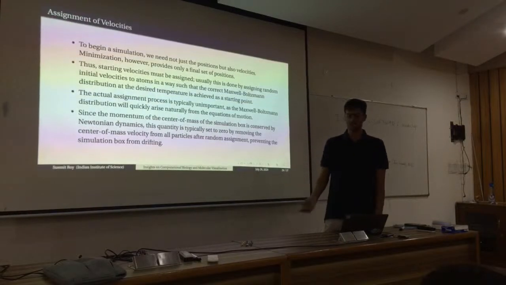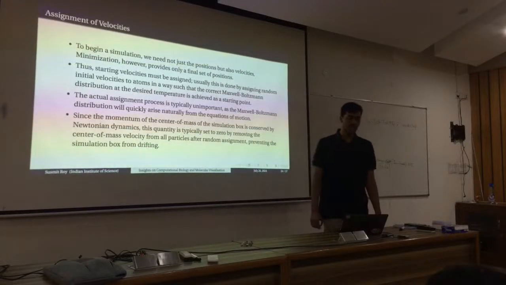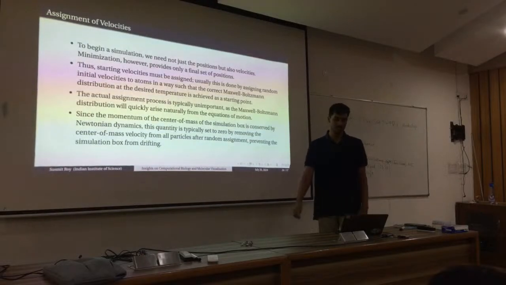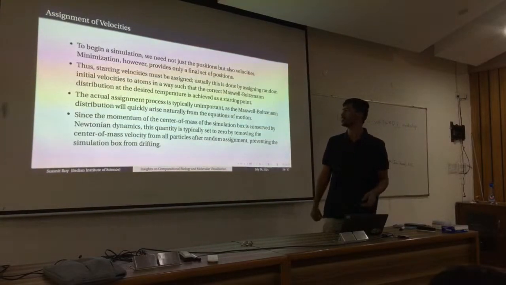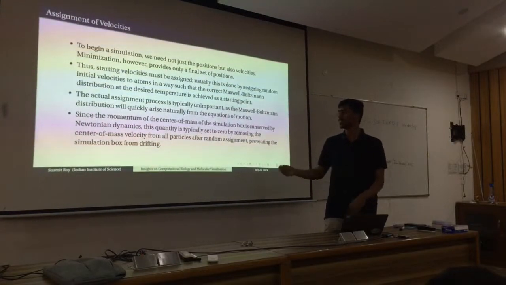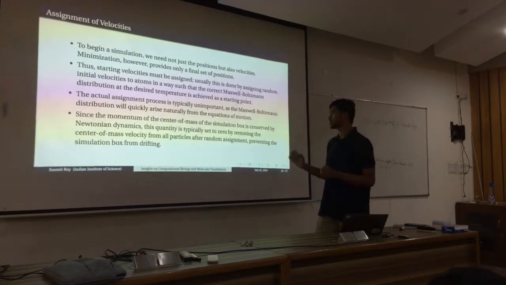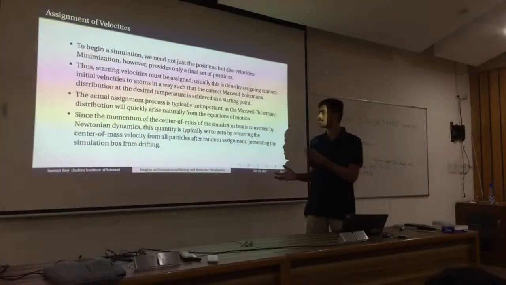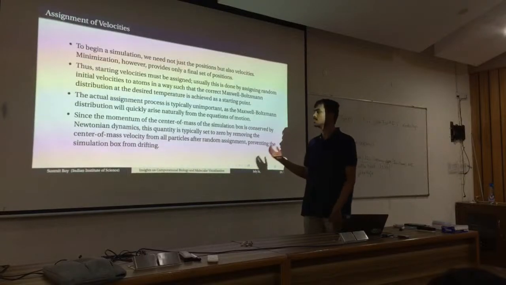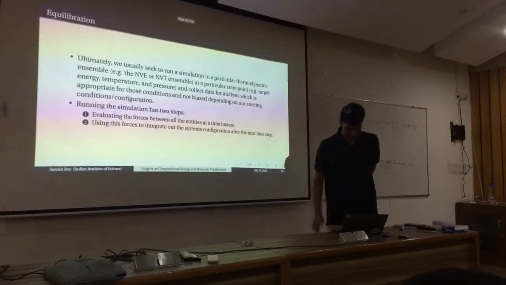You want to assign velocities also, so that you can apply Newton's laws, and for that you can sample velocities from the Maxwell-Boltzmann distribution. If you assign that, you should keep in mind that your center of mass velocity should be 0, because your system box has to remain at the same position. So you usually subtract the center of mass velocity to keep it at 0.